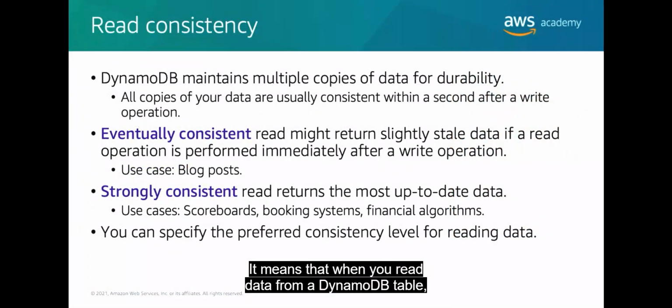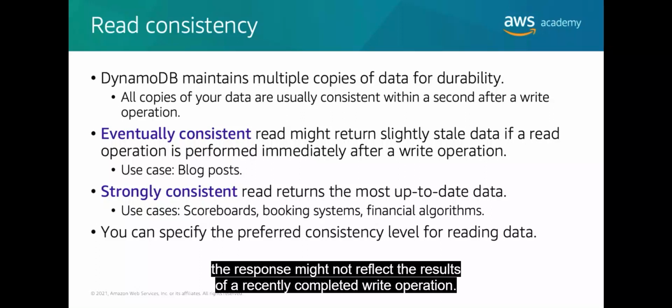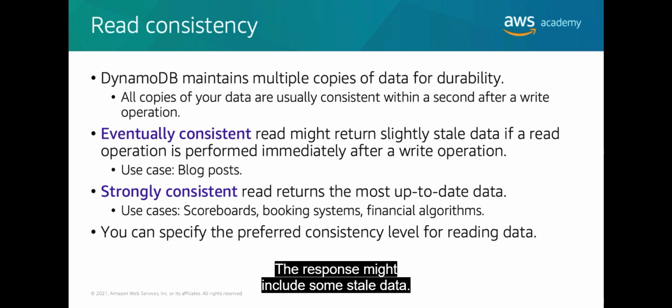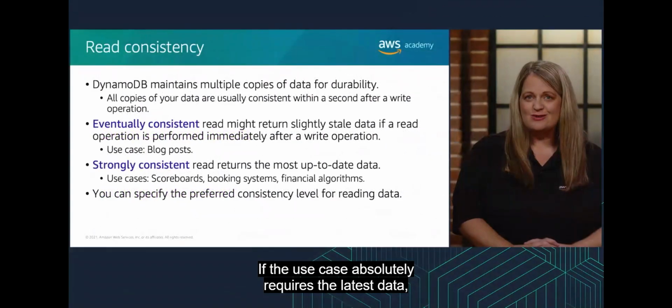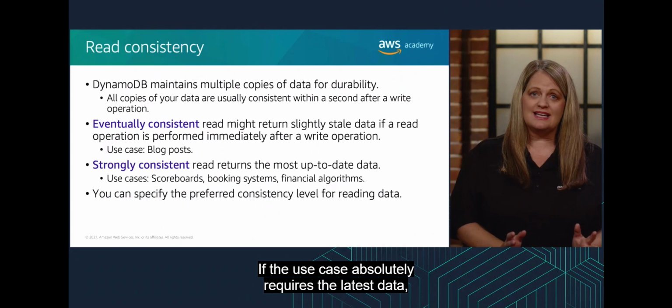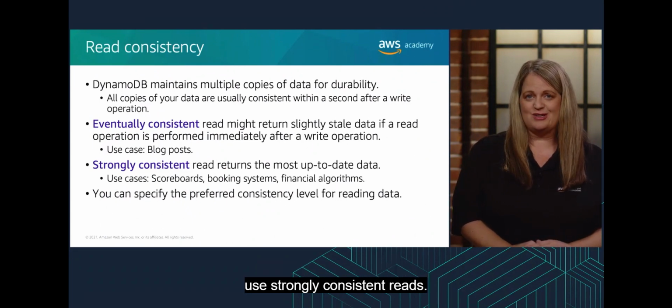It means that when you read data from a DynamoDB table, the response might not reflect the results of a recently completed write operation. The response might include some stale data. If you repeat your request after a short time, the response should return the latest data. This type of consistency is usually acceptable for use cases such as blogs. If the use case absolutely requires the latest data, use strongly consistent reads.